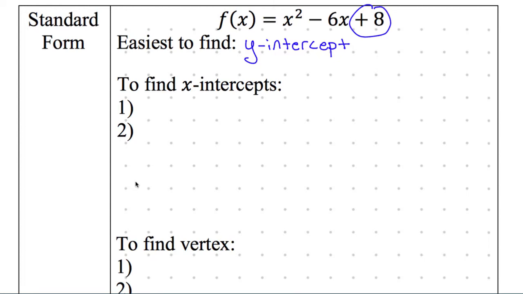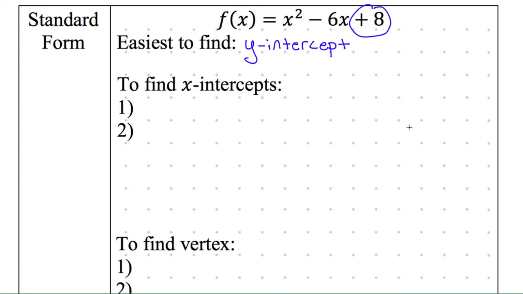So, the hard part about standard form is that the second homework assignment always asks for x-intercepts and vertex, but we only found the y-intercept, so we need to do all that work again for x-intercepts and the vertex. So, again, review. What do I set equal to 0 to find the x-intercepts? Quiet raised hand. What do I set equal to 0 to find the x-intercepts?